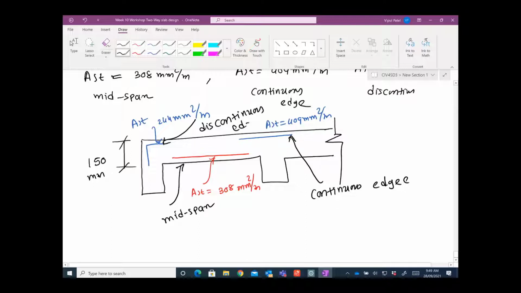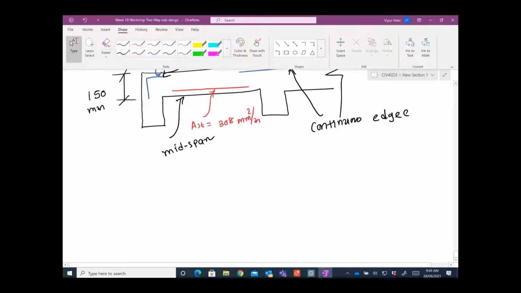Now we are done so far. Our slab will not collapse when you provide this reinforcement. Now there is one more condition that we need to follow. Look, these slabs are thin and wide, spread across on both sides. In that case we need to make sure that they will not crack.